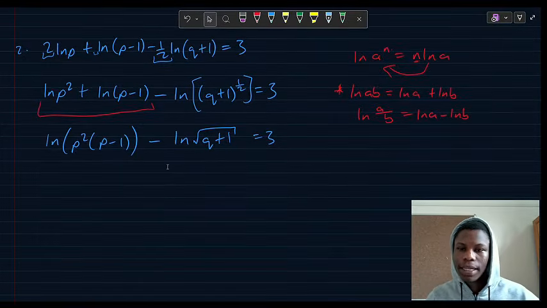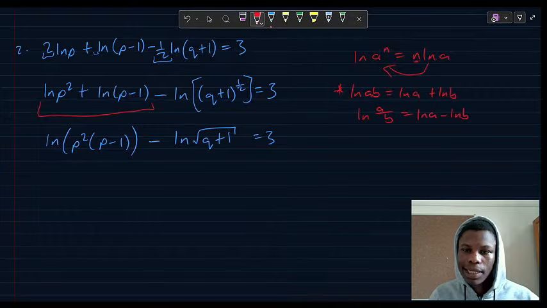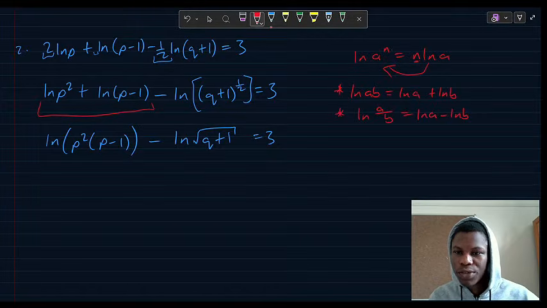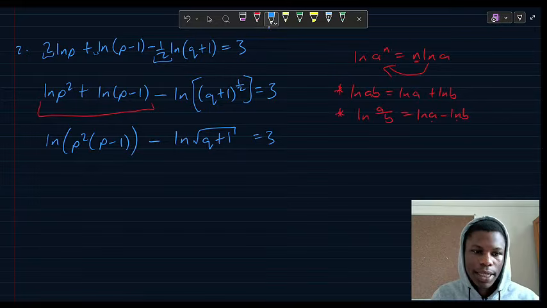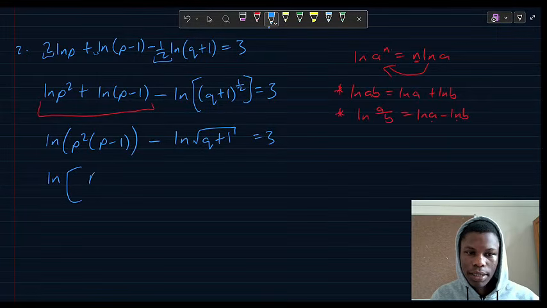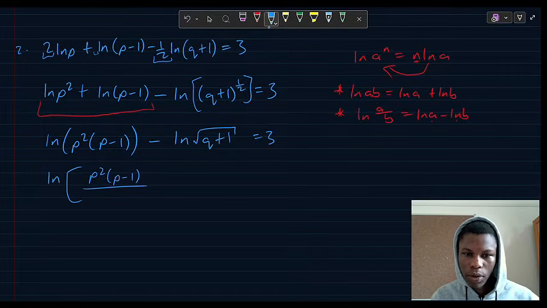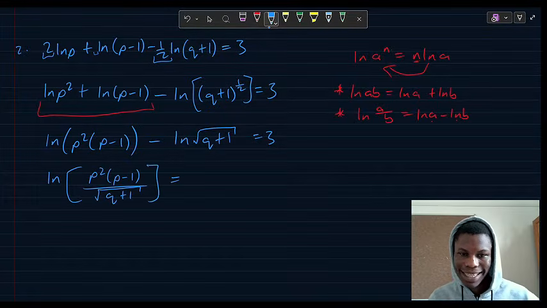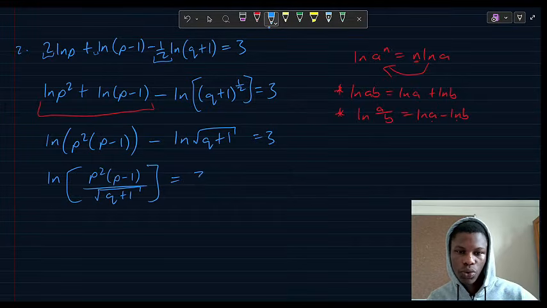Okay, and now we're going to use the second law of logarithms because we've got ln a minus ln b, and we want to combine that. So that becomes ln of our a, which is p squared times p minus 1, and our b, which is the square root of q plus 1. And this is all equal to 3.